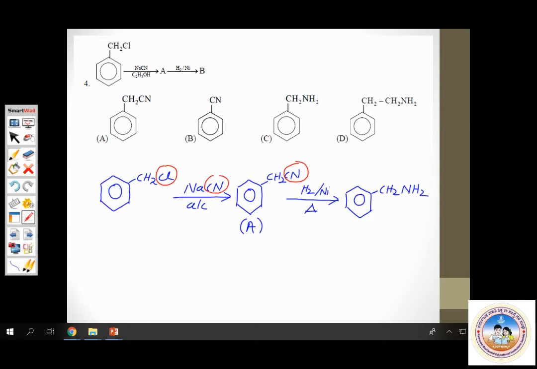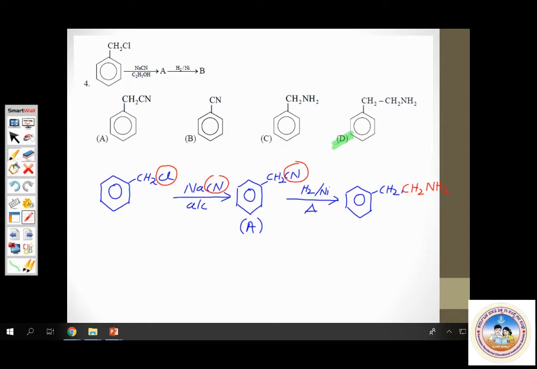It's reduced. So what is the correct answer here? Which option matches? Benzene ring, CH2 and then NH2. One second, there is one more carbon to be added. One carbon extra needs to be added. Look, you have to be very careful in this question. Here CH2 was the original group, then that C becomes CH2 and again N becomes NH2. You have to be very careful, otherwise one carbon atom will be missed. So which option matches this? Option D. Benzene ring, CH2, CH2, NH2. Yes. Option D matches this. Very good. That was question number 4.